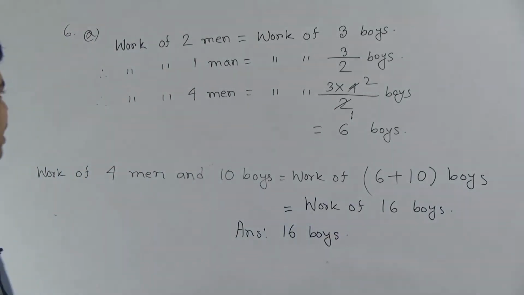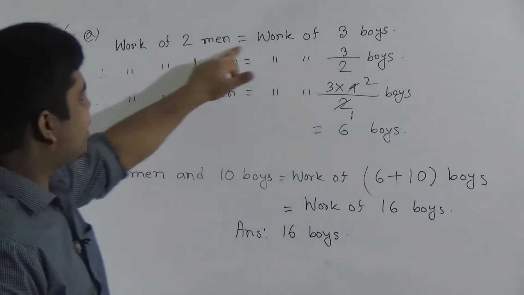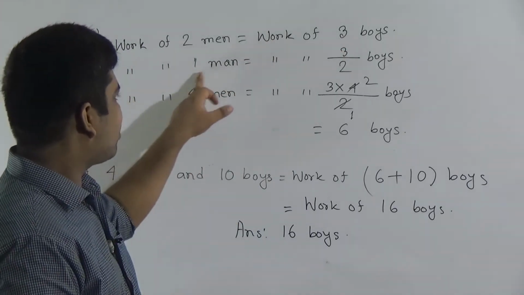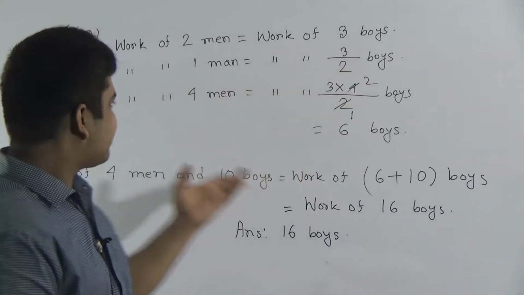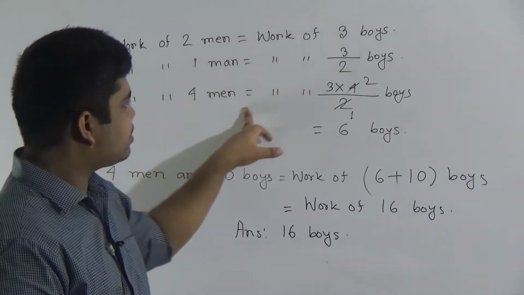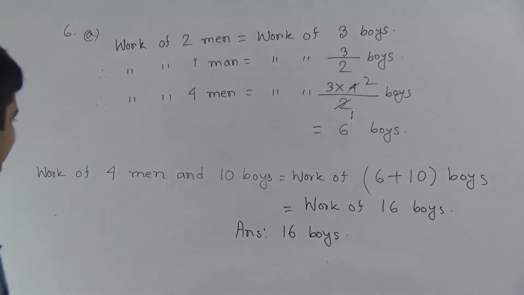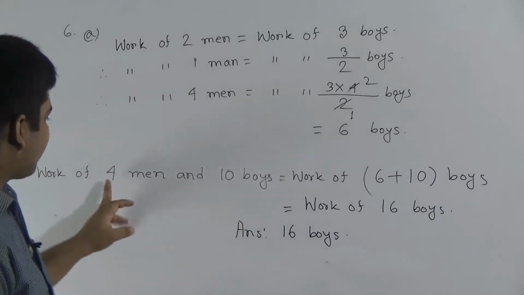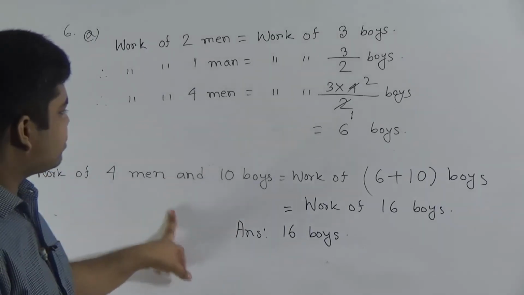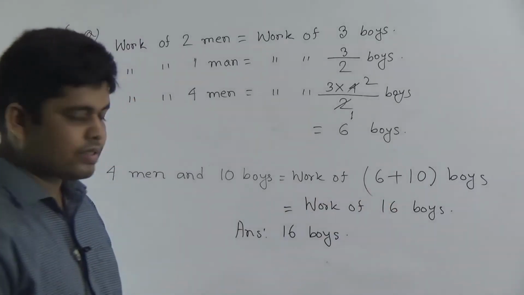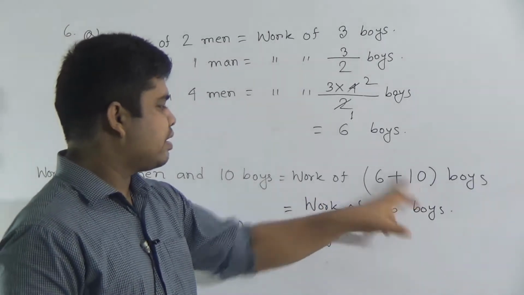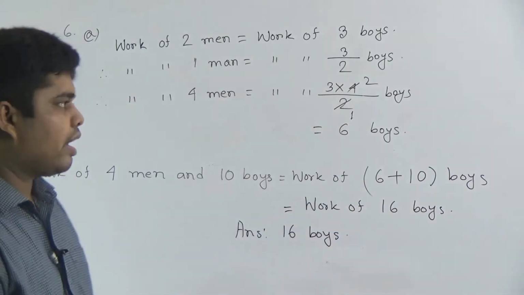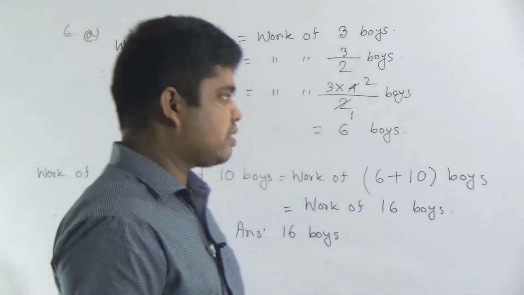Okay, I repeat it. Work of 2 men equal to work of 3 boys. After that we find that work of 1 man equal to how many boys. After that we find work of 4 men equal to how many boys. Now the information given is work of 4 men and 10 boys equal to what? We have already found work of 4 men equal to work of 6 boys. So this 6 is added with this 10 boys and we get the work of 16 boys. Okay, I hope you have understood. Now we shall solve question number B.